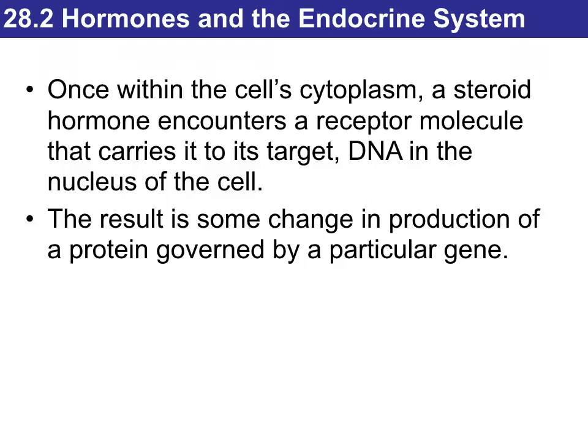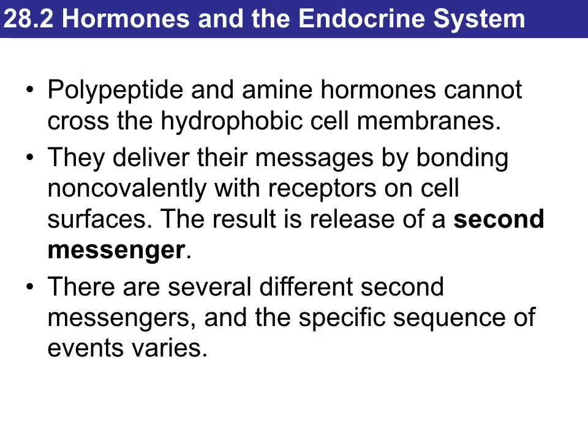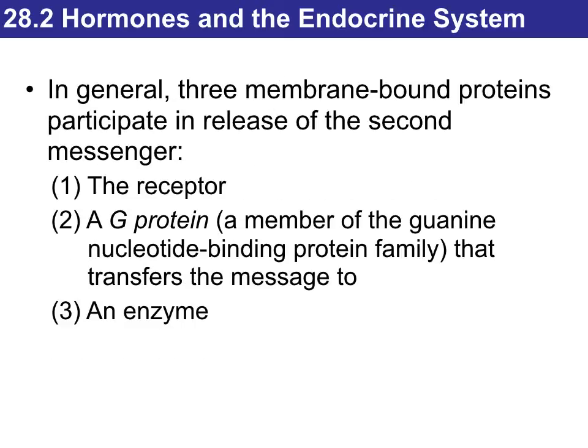and change the production of a protein that is governed by a particular gene. Now, when we're looking at polypeptide or amine types of hormones, those can't cross the hydrophobic cell membrane, so they need to first bond to a receptor on the cell membrane. That's going to result in the release of a second messenger, and the second messenger can be very different, and the sequence can vary. Generally, three membrane-bound proteins participate in the release of the second messenger: the receptor, a G protein, and an enzyme.